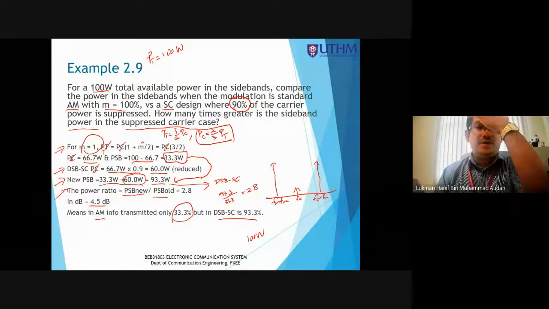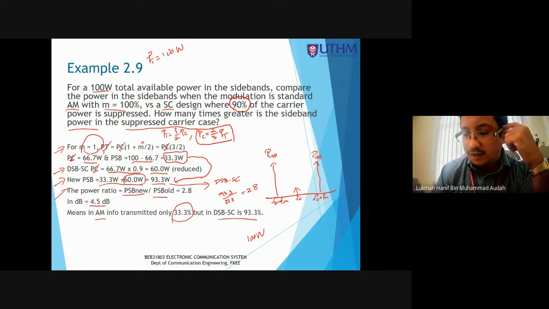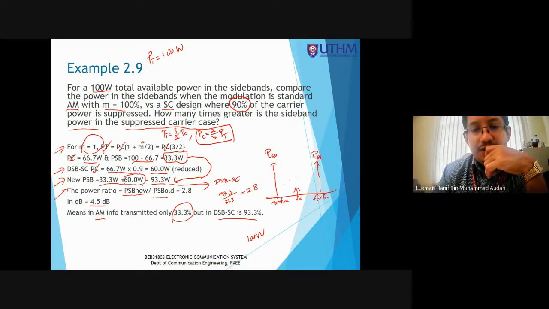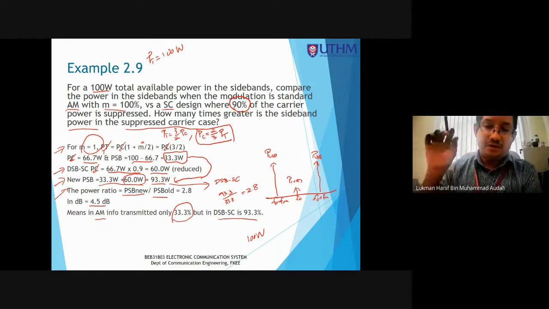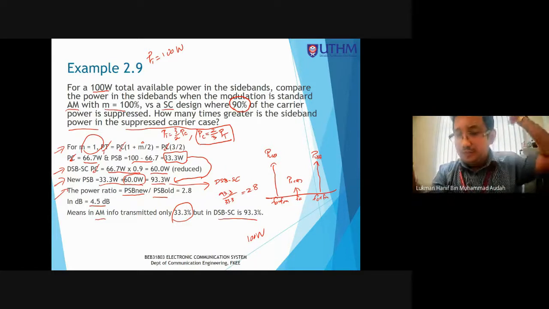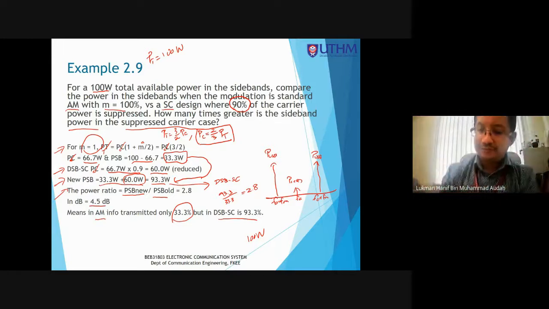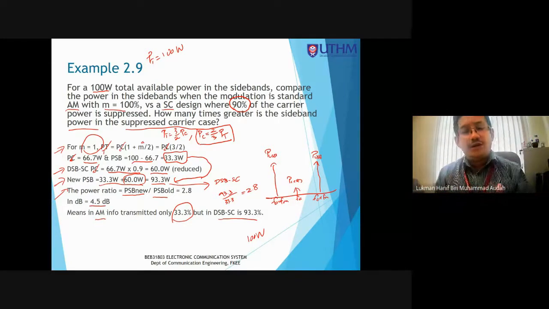Okay. So both of these, so this is PLSB, this is PUSB for the suppressed carrier, and we have a small fraction here, is the PC, PC reduced. Okay. So in terms of total power masih sama 100 watt, tetapi sideband power telah menjadi lebih besar. Okay. If you have question, you can ask. Otherwise, I will move to the next example.